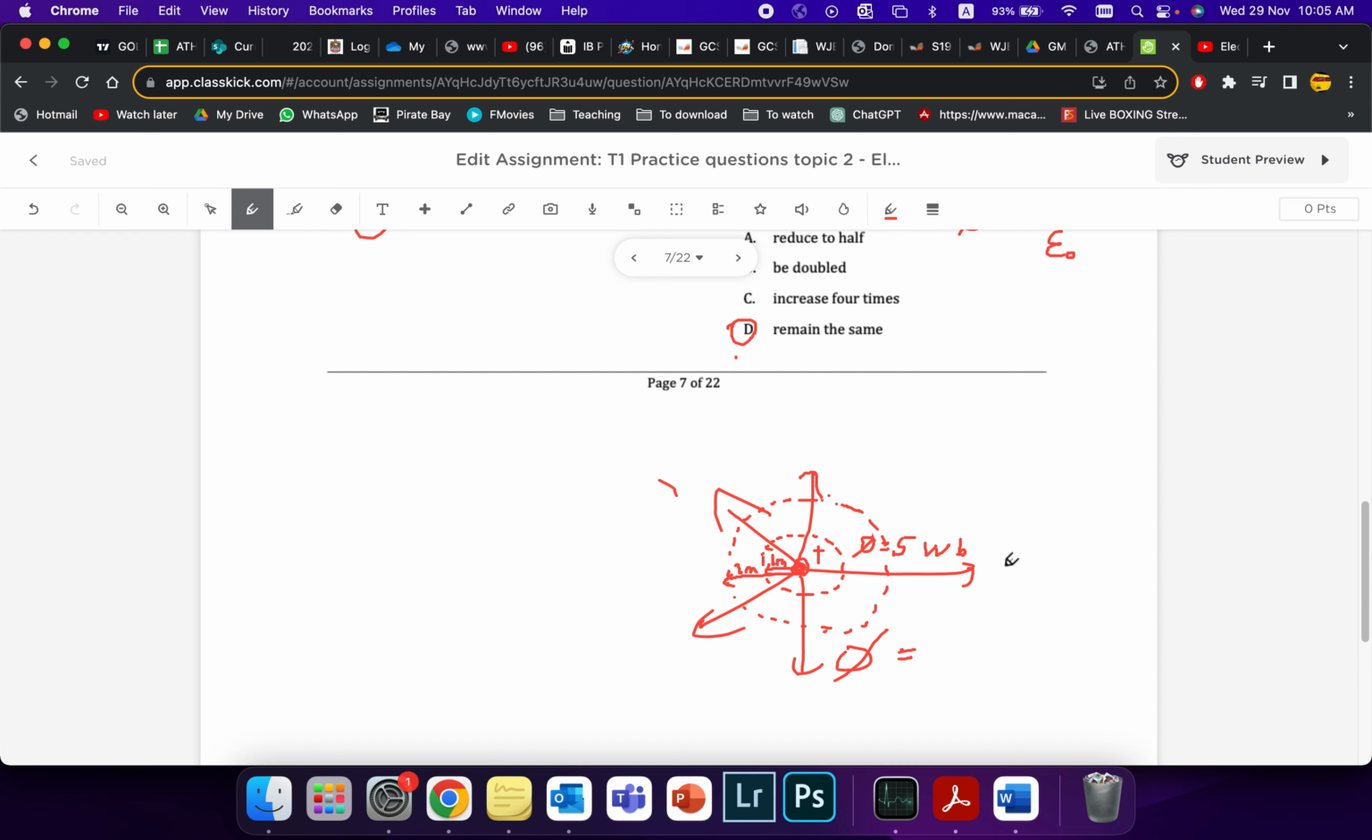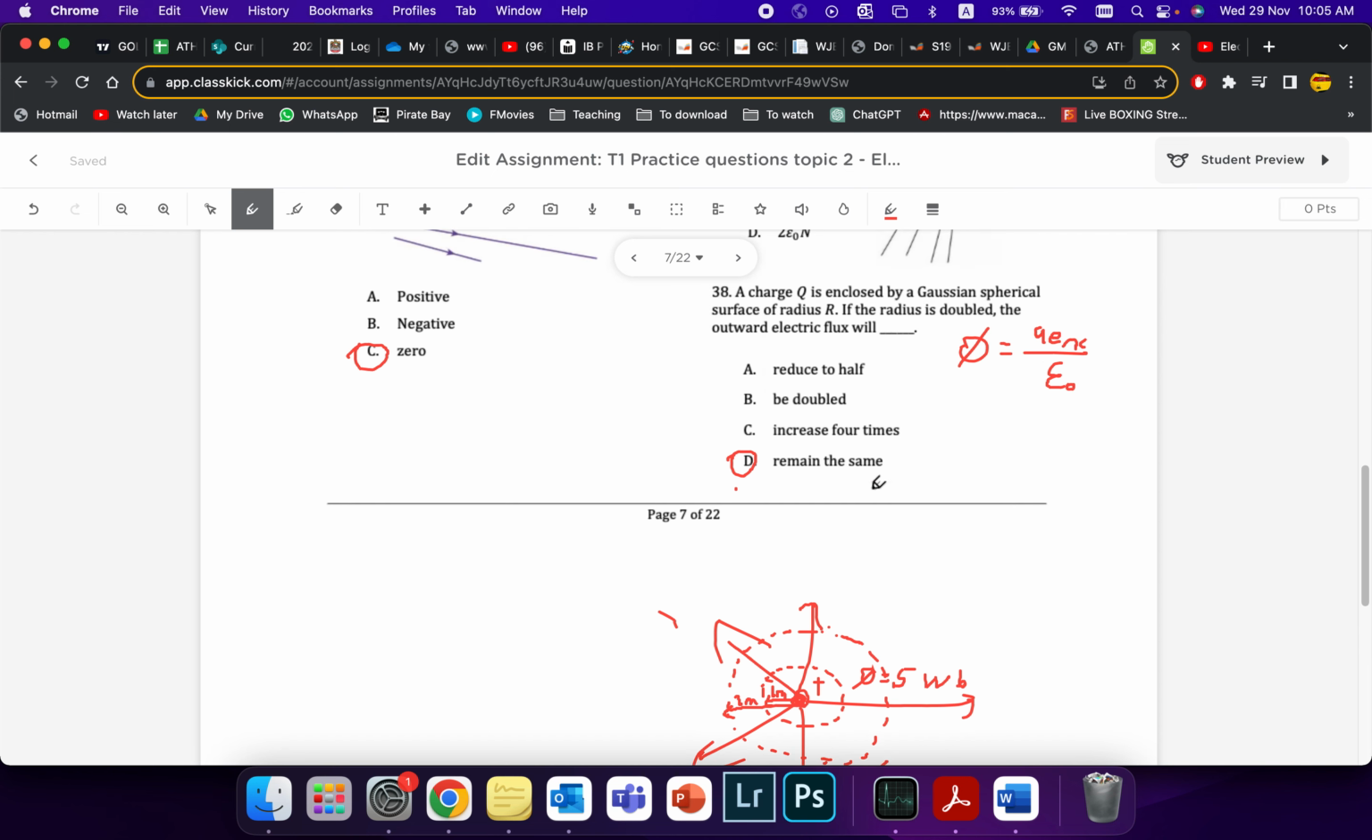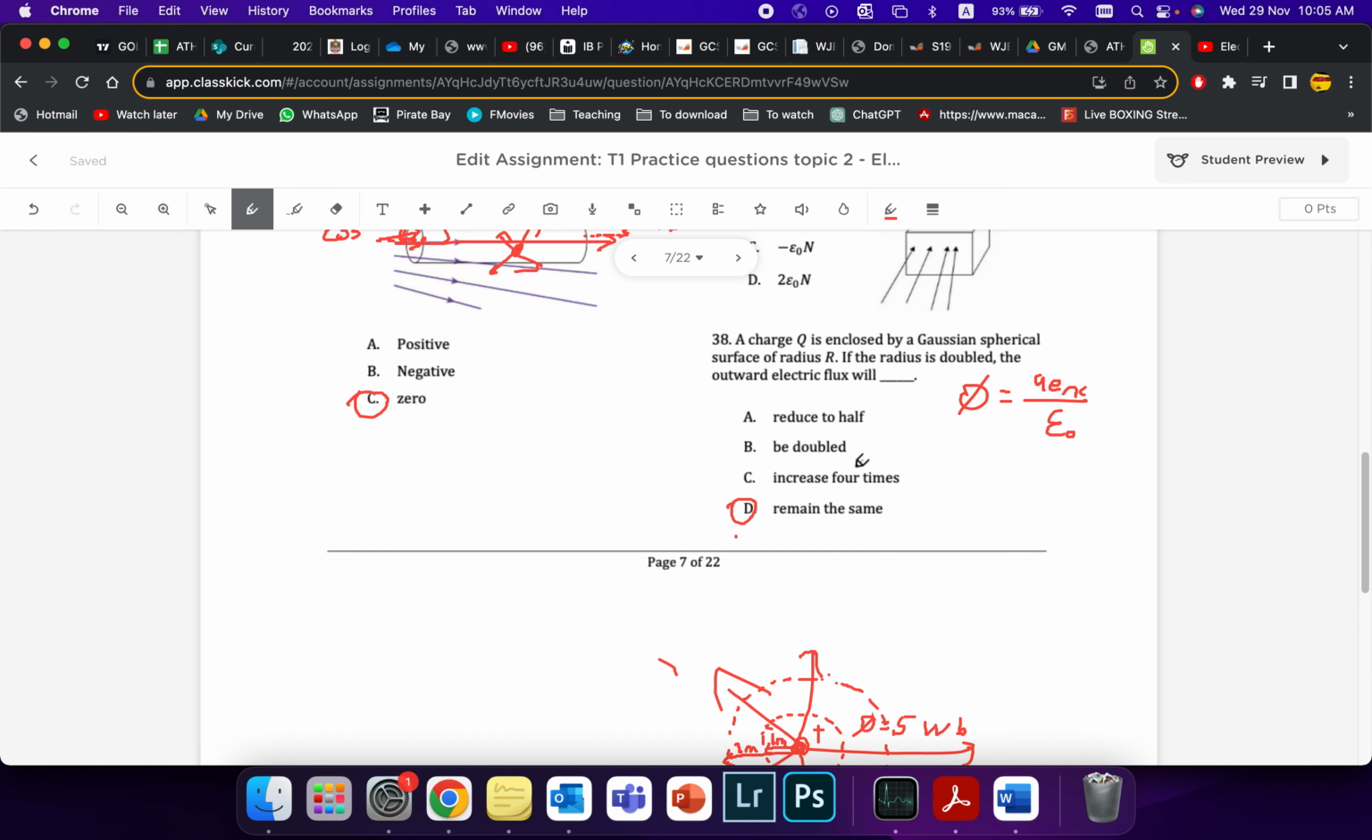That is what the flux means. The definition of the word flux is the number of lines passing through an area. So this is also going to be 5 Webers. The radius does not make a difference. Okay, so that's kind of like a trick question.